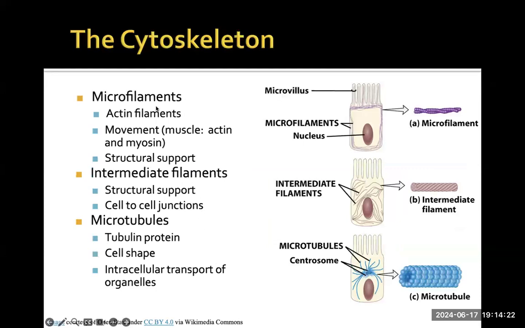So there are different portions to the cytoskeleton. You have microfilaments that are going to have actin filaments in them. They're helpful with movement and structural support. Then you have the intermediate filaments here from this mid portion that are going to be for structural support, and then also cell-to-cell junctions, which means they help communicate to each other. And then the inner portion here are going to be these microtubules. They are produced by a tubulin protein and are going to help generate and retain cell shape, as well as transportation of the organelles.